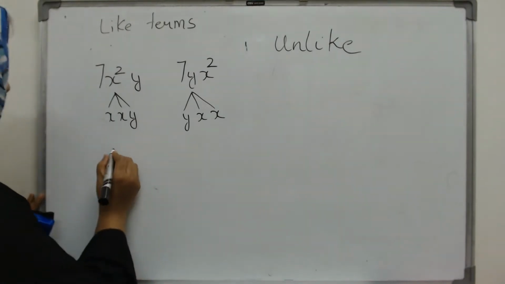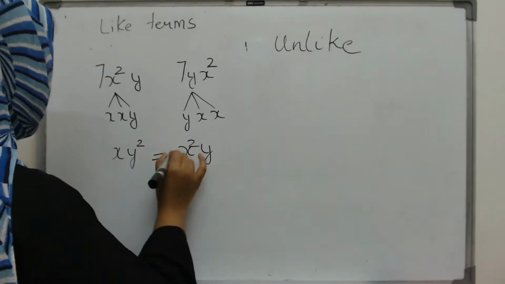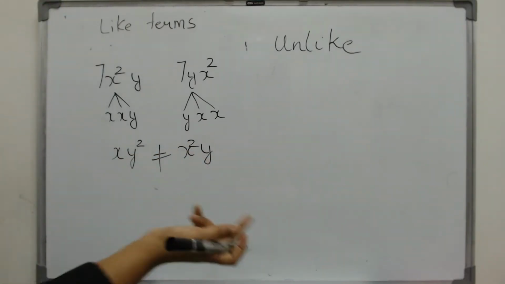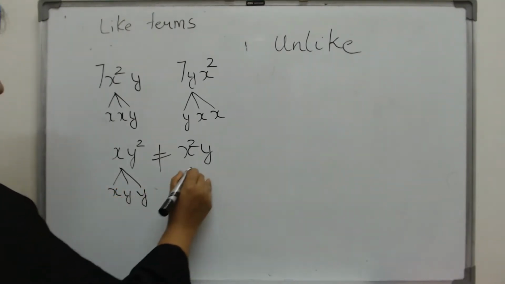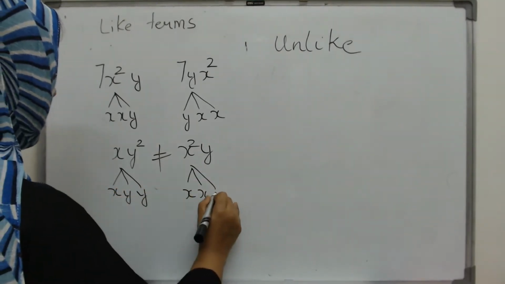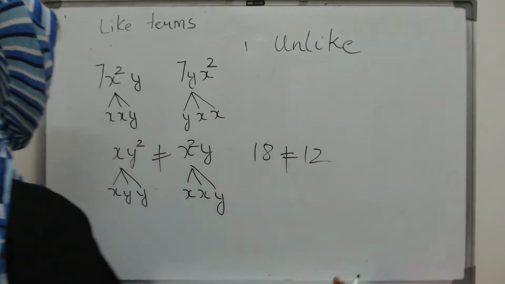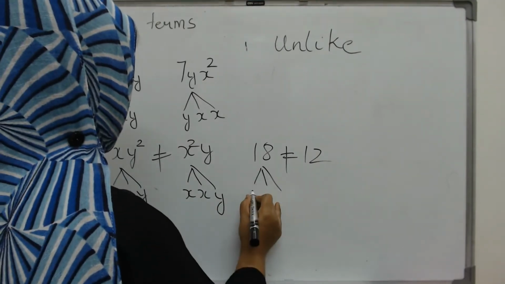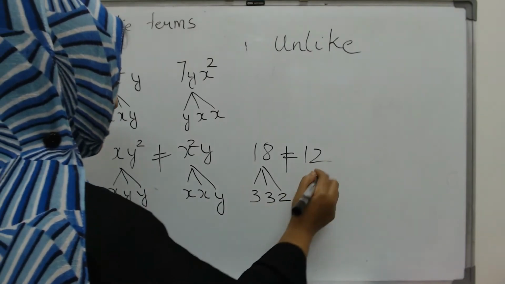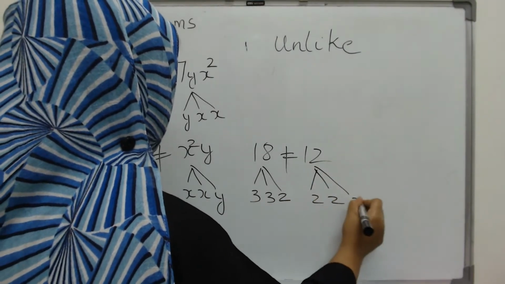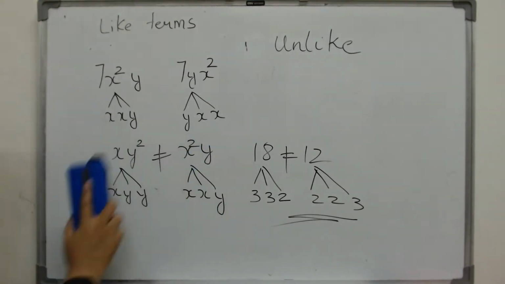But then see this, xy square and x square y, these are not the same. These are actually unlike terms. Why is that? Because this term has x and 2 y's, but this one has 2 x's and 1 y. This is just like 18 cannot be equal to 12, right? Why? Because 18 is 2 into 3 into 3, but 12 is 2 into 2 into 3. These are two different things.